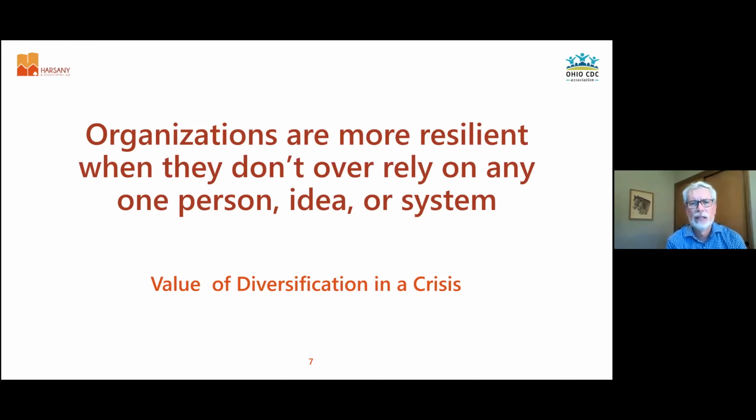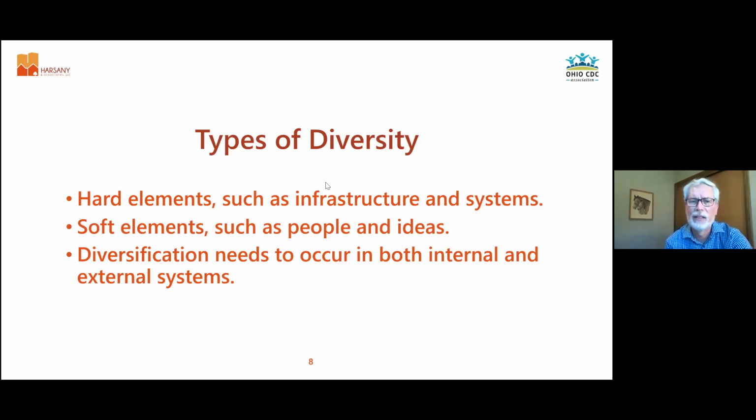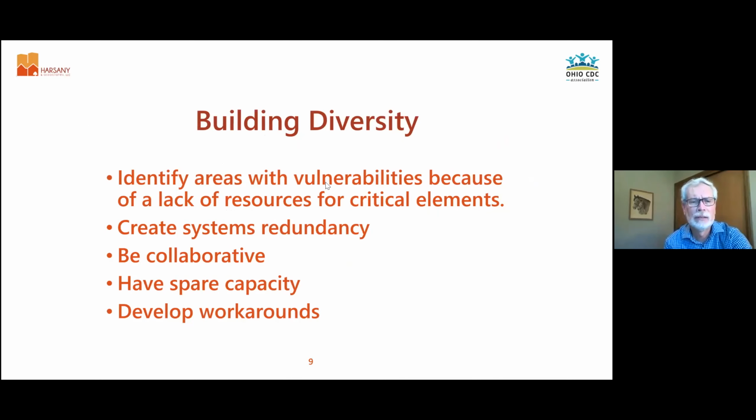Diversity includes hard elements such as computers, electricity, and buildings. It also includes soft elements such as people, skill sets, knowledge, and ideas. Diversification needs to be thought about and addressed both in internal and external systems. There are a variety of ways to build diversity, but you must first identify where you have vulnerabilities. Then you can figure out which strategies will be most effective in addressing the need.